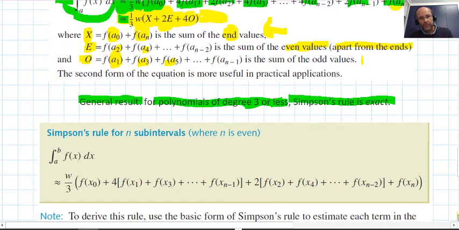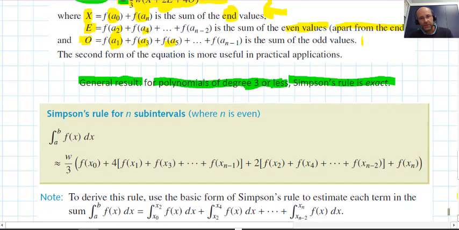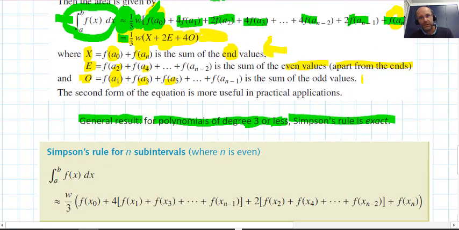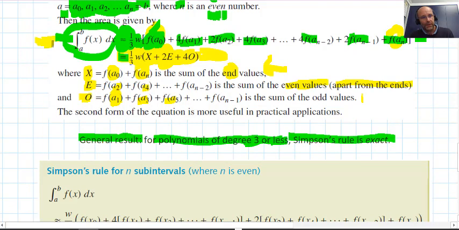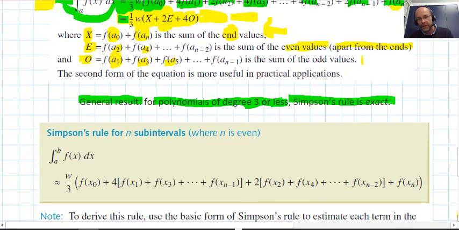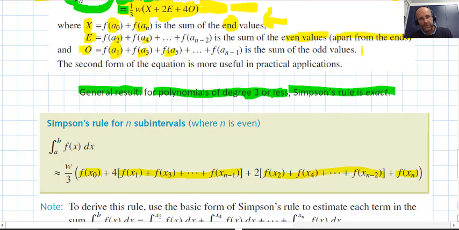Other slightly different notation, you might see it like this. This is sort of a middle ground between expanded and compressed notation. That was expanded up there, and that was more compressed there. This is sort of a middle ground. It's the same thing. I scrolled too far. So you can see that it's the extremes, 4 times the odds, and 2 times the evens. It's the same thing.